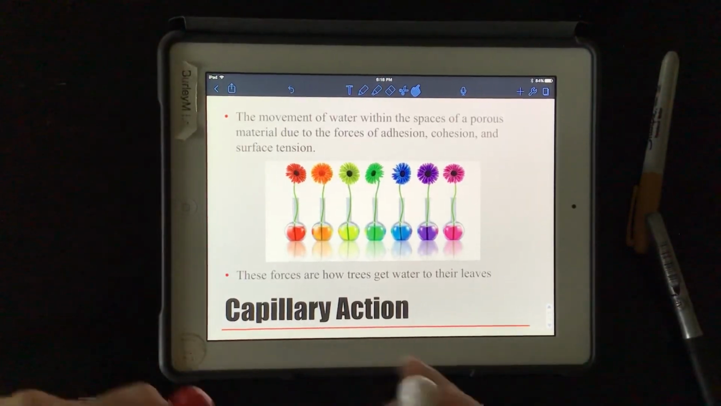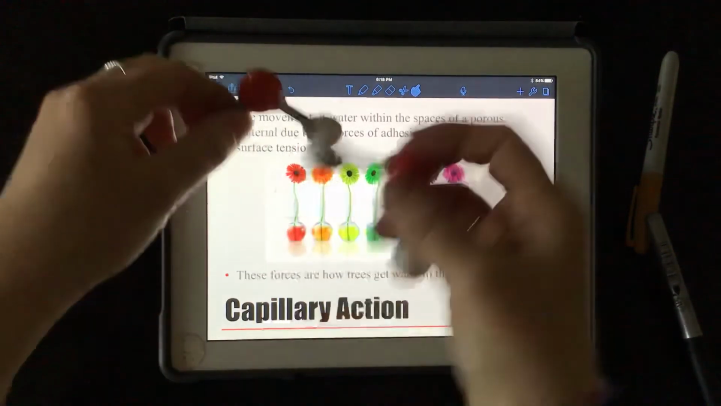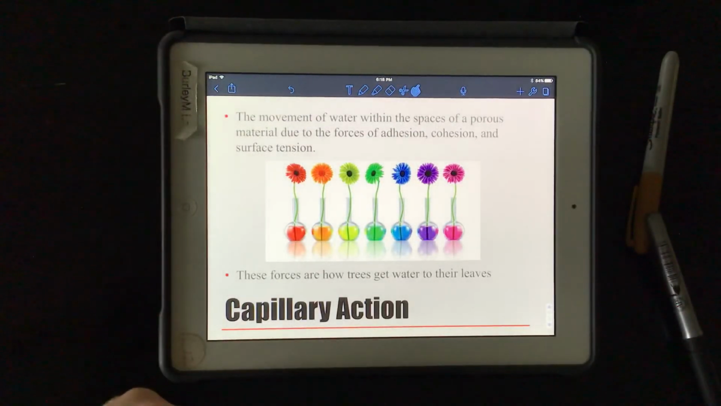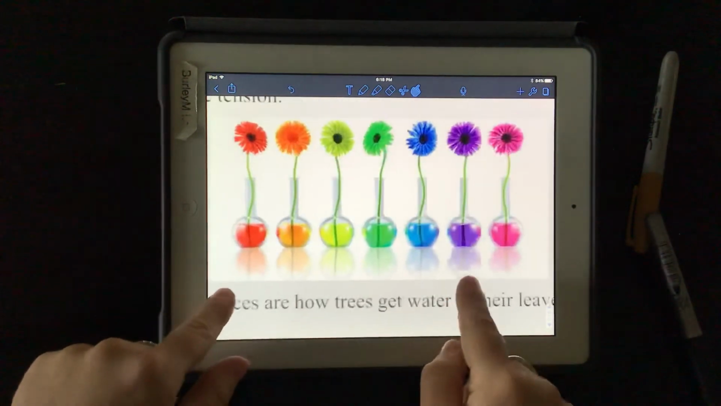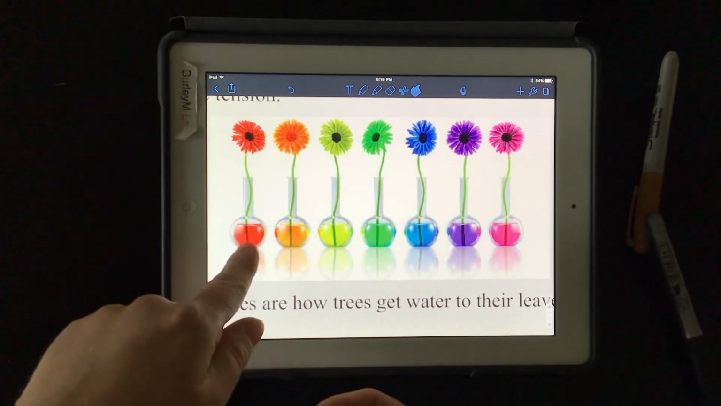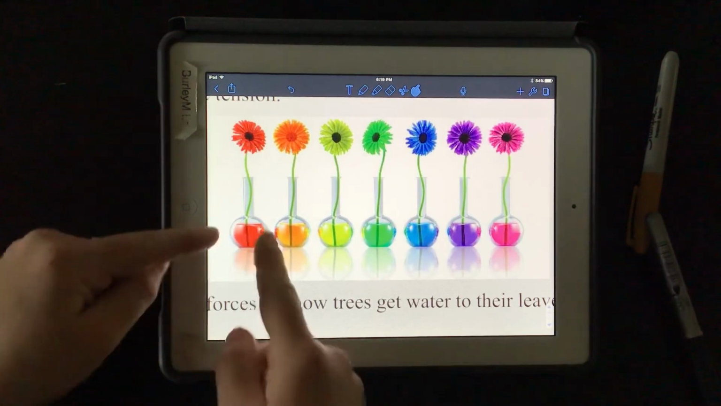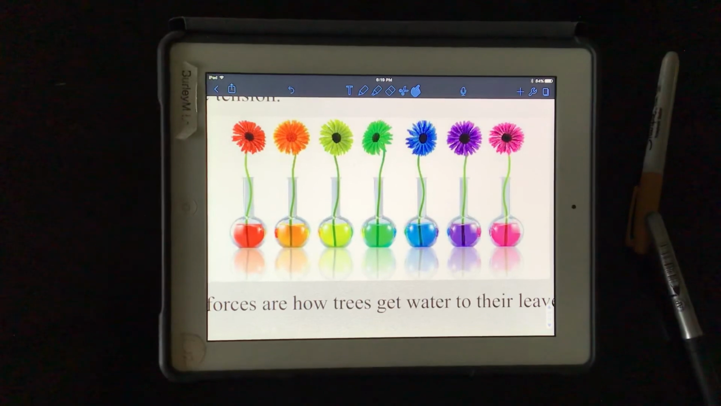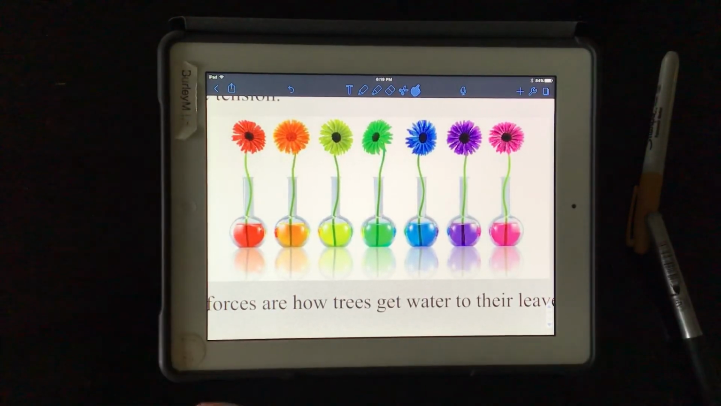Because they feel an attraction toward one another, they flow up through plants, and this capillary action, you can see in this picture here, if you were to soak a white flower in a liquid that has red food coloring in it, eventually those petals would become red because the water flows up through that stem.